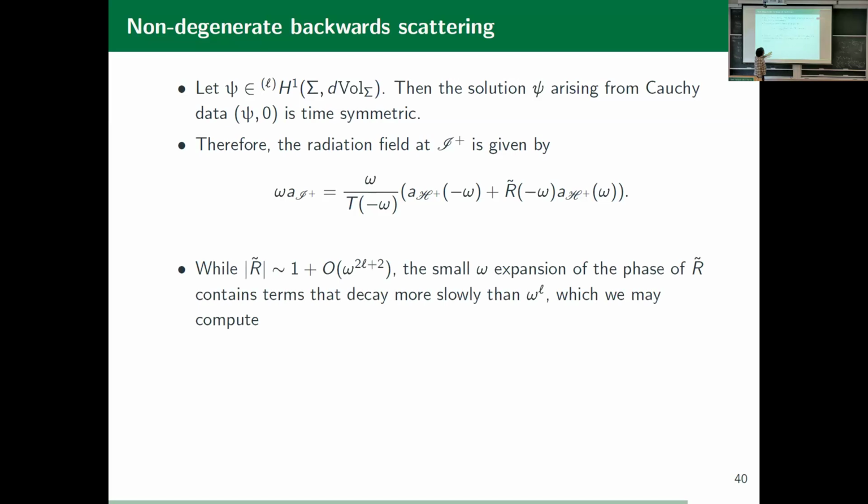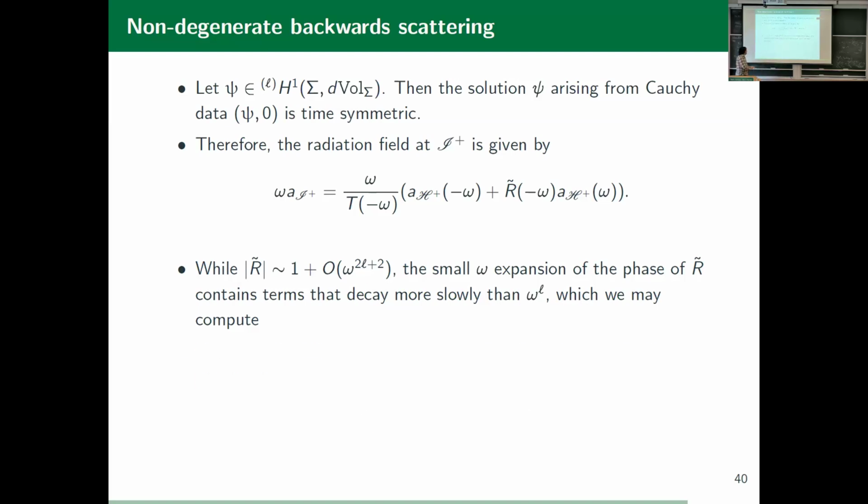Okay, so the restriction is written in terms of R tilde. Now T, the only problem that comes from T is the vanishing of T to order L plus 1 at omega equals 0. Now R tilde in norm is 1 plus omega to the 2L plus 2. But we cannot use this. We have to take into account the phase of R tilde. And so that phase, we can expect it to be polyhomogeneous. So we can expect to be able to expand it in powers of omega and powers of log omega.